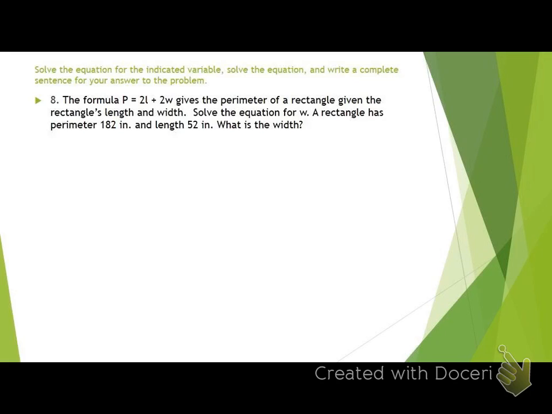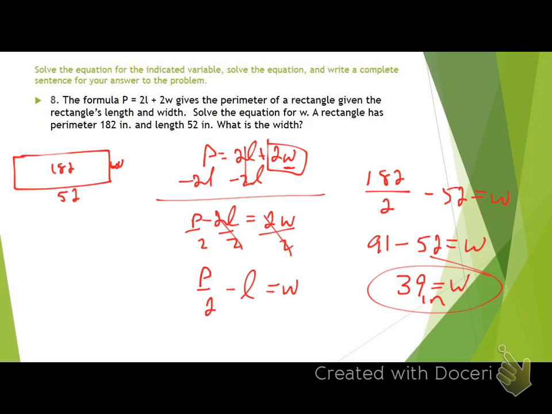All right, go ahead and try number 8. Stop the video, then start it back up, and make sure you're doing it correctly. There you go. Did you find the width to be 39 inches? Okay, if not, find some time and come in and get some questions answered, right?